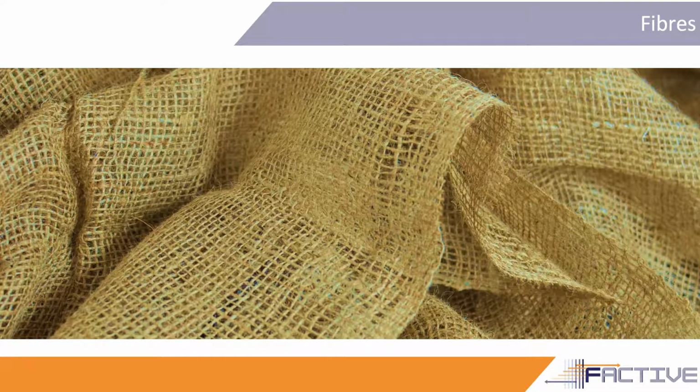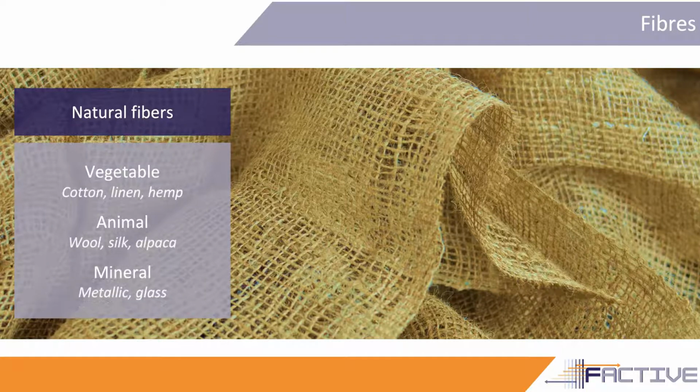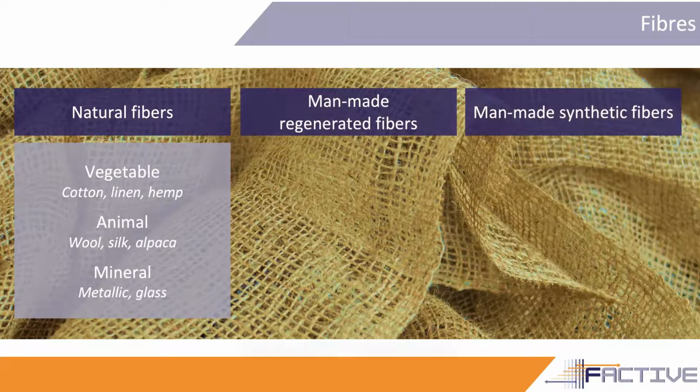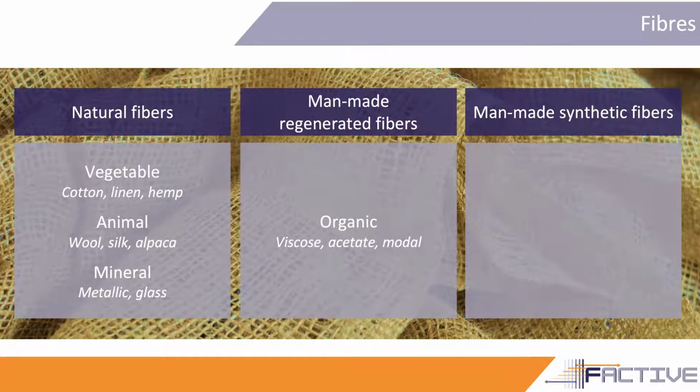Fibers can have different origins. Natural fibers are the ones obtained from plants, animals or minerals, such as cotton or wool. Man-made fibers can be regenerated or synthetic. Regenerated fibers are manufactured using polymers from natural sources that have been dissolved, regenerated and converted into fibers again, for example, viscose or modal. Synthetic fibers are made from chemical synthesis, for example, polyester or polyamide.